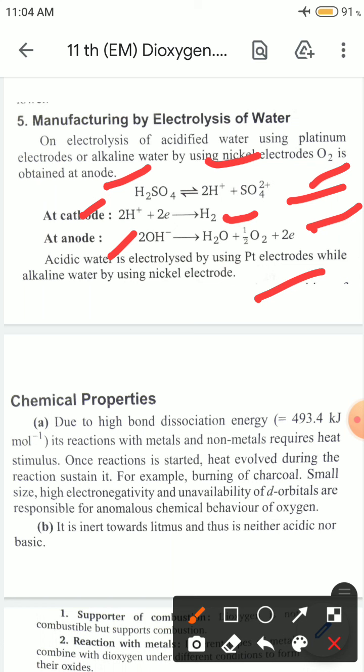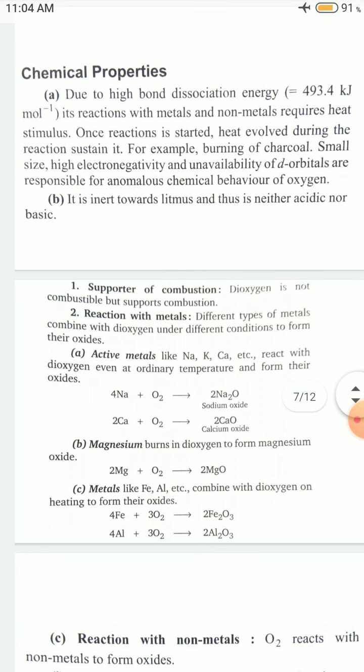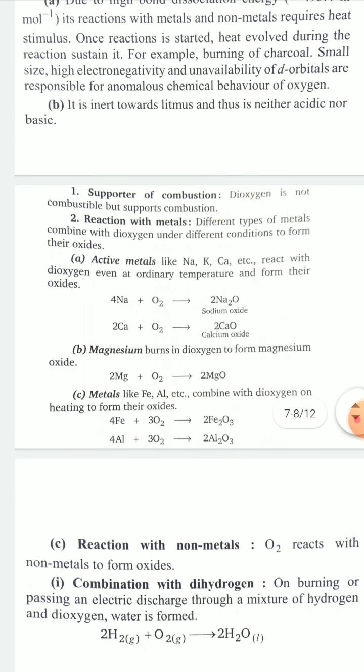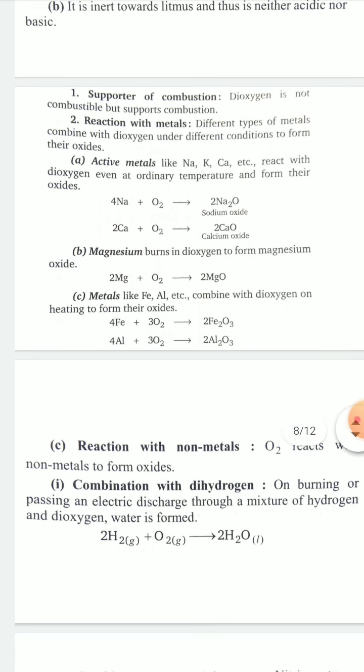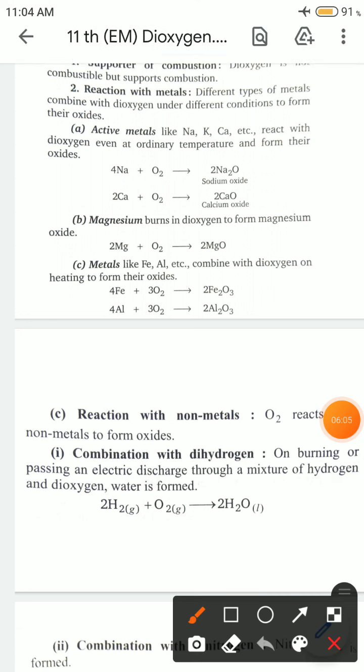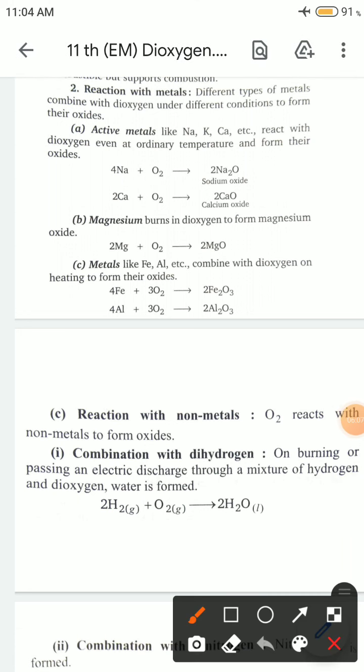Small size, high electronegativity and unavailability of d orbitals are responsible for the anomalous chemical behavior of oxygen. It is inert towards litmus and thus is neither acidic nor basic. Supporter of combustion: it supports combustion or burning reactions with metals.